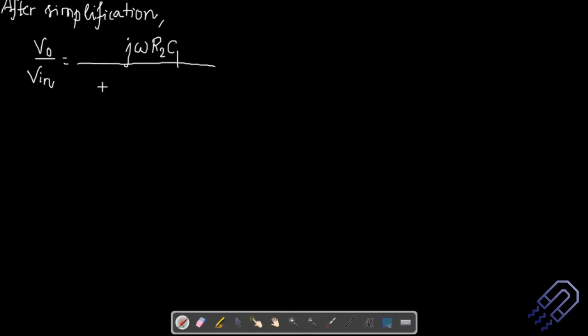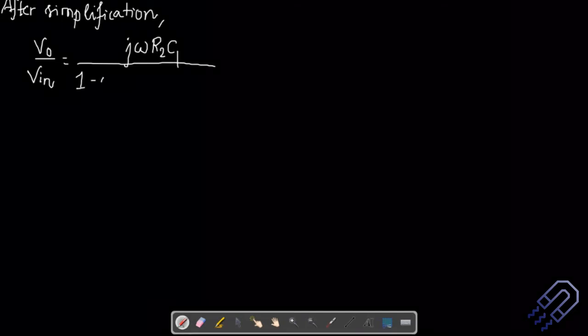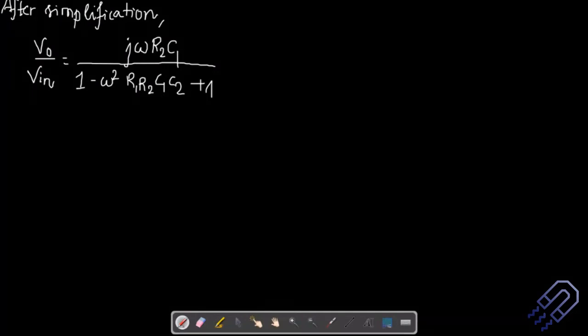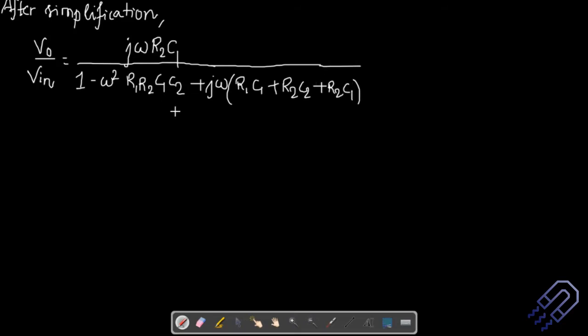R2C1. This is something which you will get on top of it. And at the denominator, you are just going to get 1 minus omega squared R1 R2 C1 C2 plus jω(R1 C1 plus R2 C2 plus R2 C1). You can simplify on your own and get the result, but keep this result written somewhere in a copy so you can check it later. So that's the simplified form.